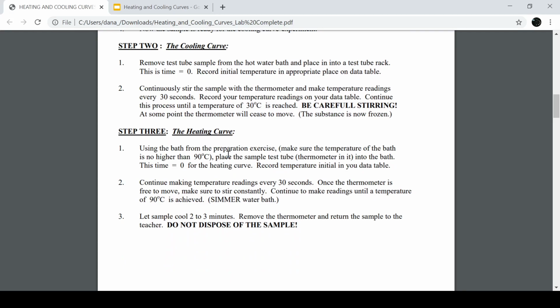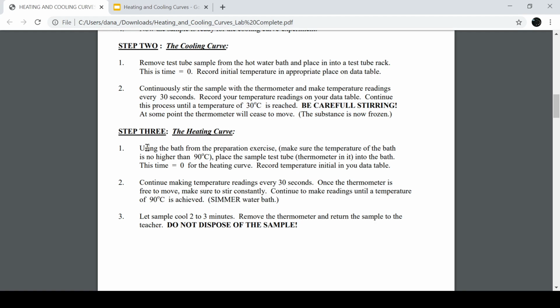After you have completed the cooling curve, then we're going to go ahead and start with the heating curve. Now, the heating curve is going to have your water, and your water needs to be probably about 85 to 90 degrees. Your goal is to keep that water at 85 to 90 degrees, okay?